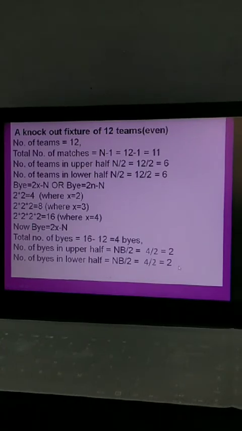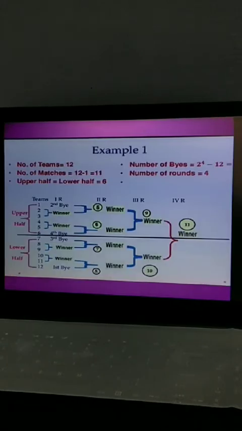Then we come to example 1. Number of teams 12, number of matches 12 minus 1 equals 11. The number of teams in the upper half and lower half will be equal, which we have calculated, because of the even number of teams. Number of byes: 2 to the power 4 minus 12, that is 16 minus 12, equals 4. So the number of rounds is also 4, because 2 to the power 4 is this, and n equals 4.